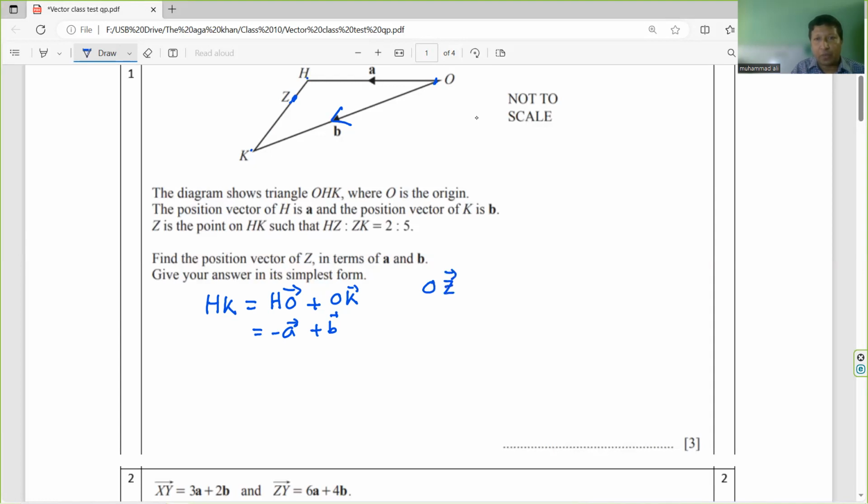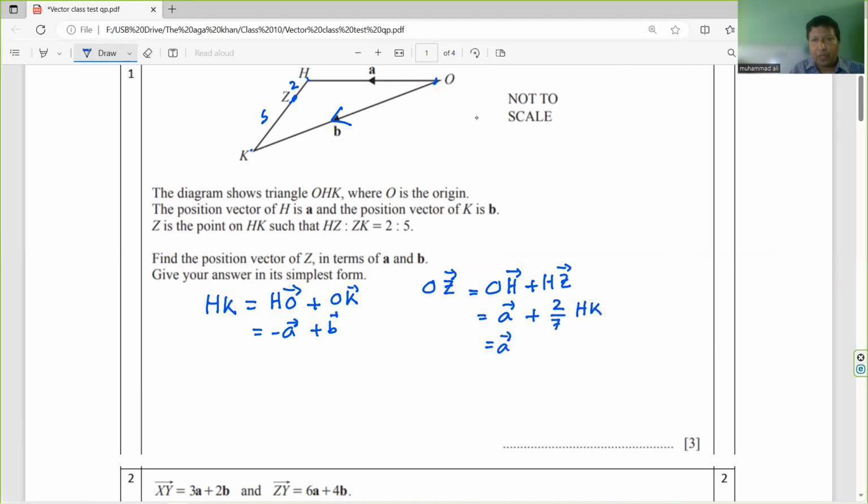the OZ vector. OZ vector equals OH vector plus HZ vector. OH equals A and HZ is very important. HZ means the whole part, Z divides HK into 2:5. That is 2:5. So HZ will be 2/7 of HK.